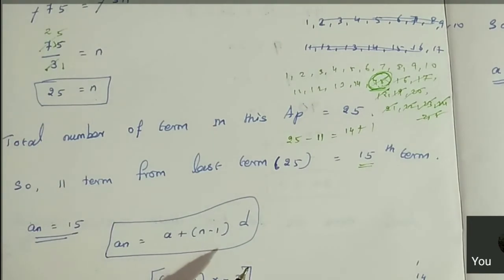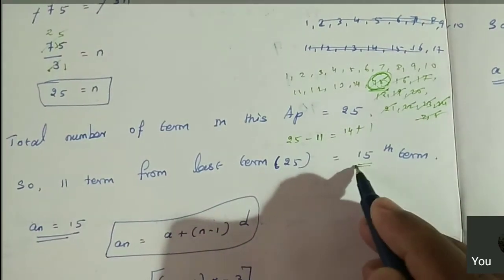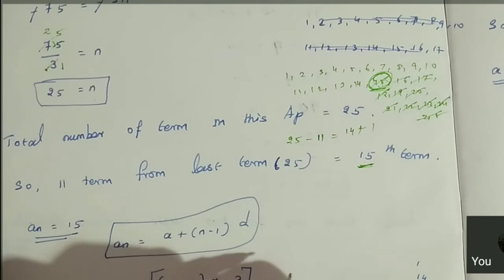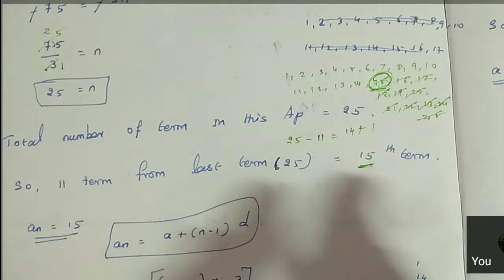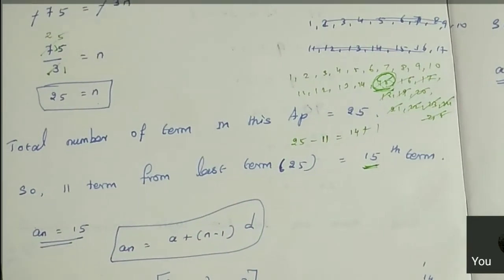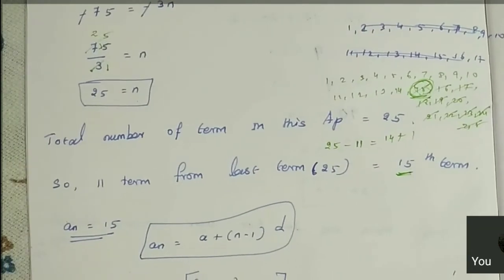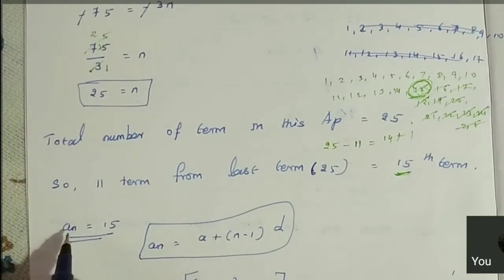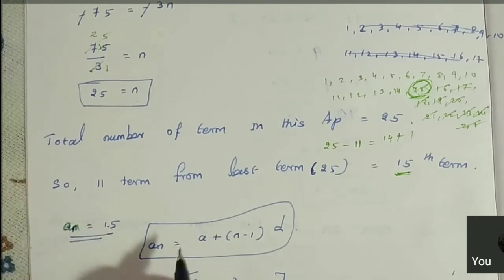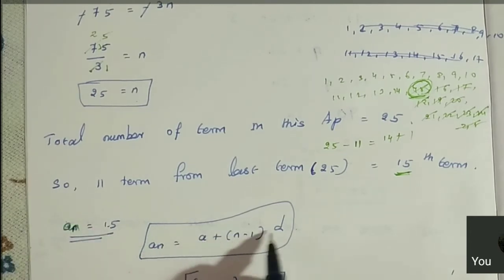So now it is the 15th term, and we can find the 15th term. We know a and d. How will you find the 15th term? The same thing, the an formula. Here n is equal to 15. So an is equal to a plus n minus 1 into d.